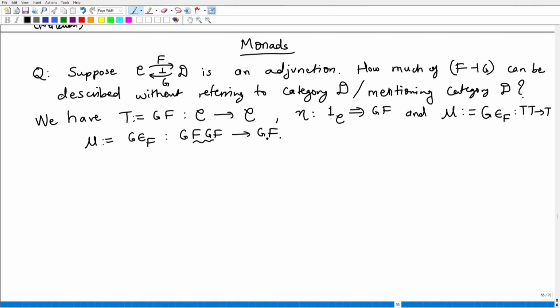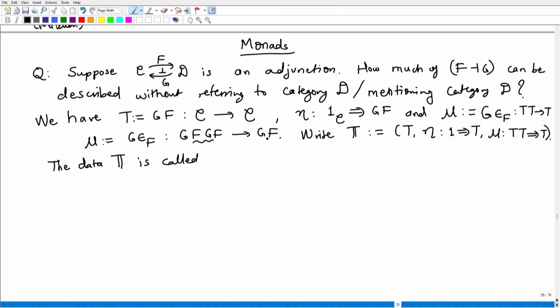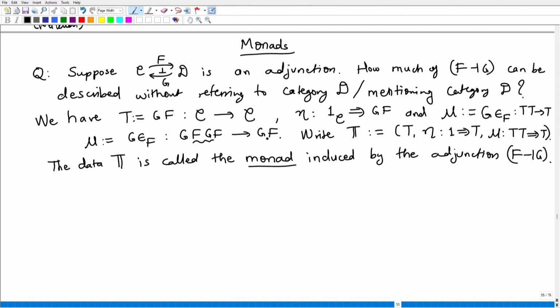Okay, so we have this data, and this data can be written. So write this T equal to T, eta from 1 to T and mu from TT to T. Okay, so this triple, the data T, is called the monad induced by the adjunction F adjoint to G.